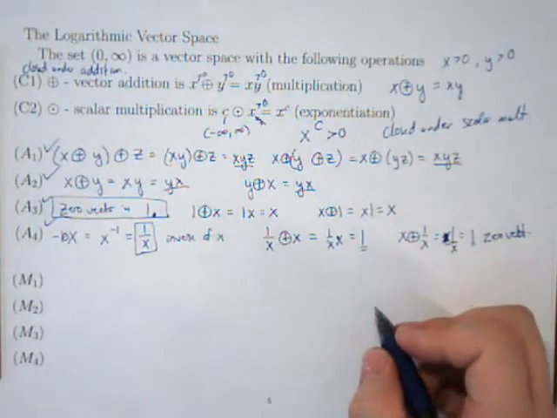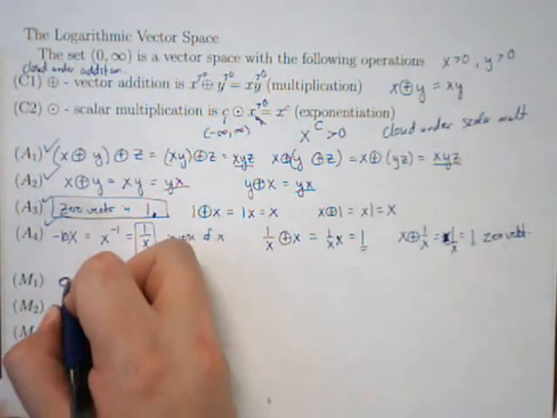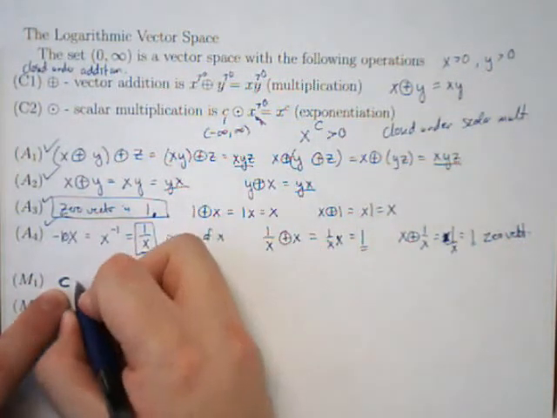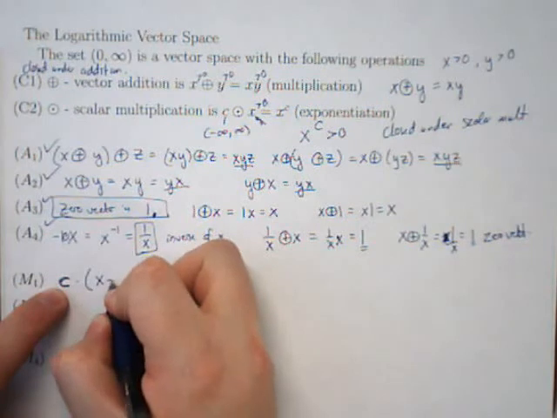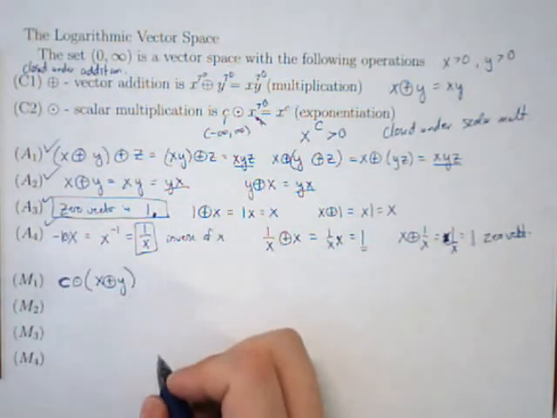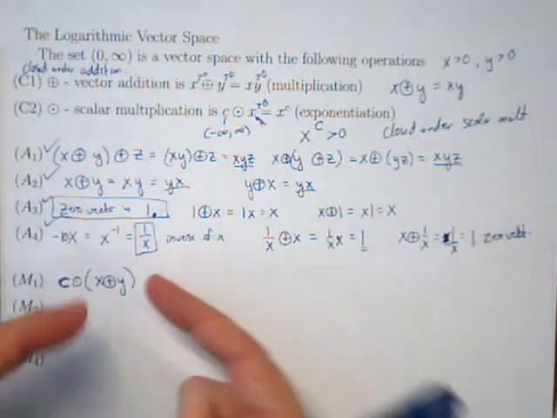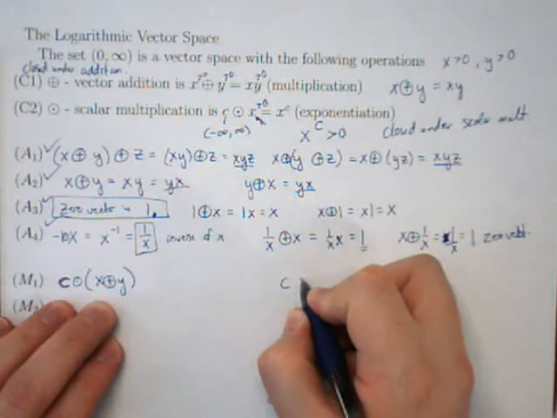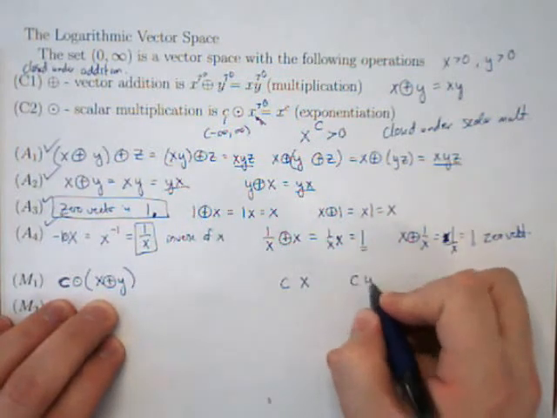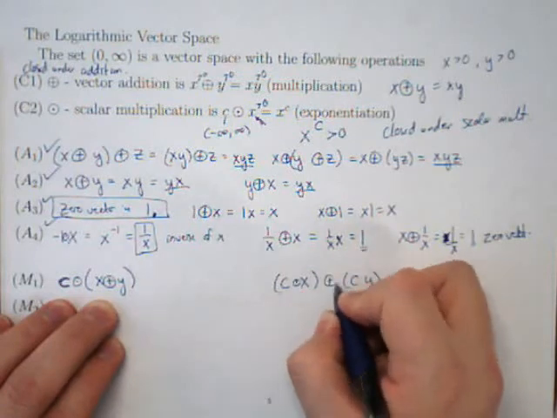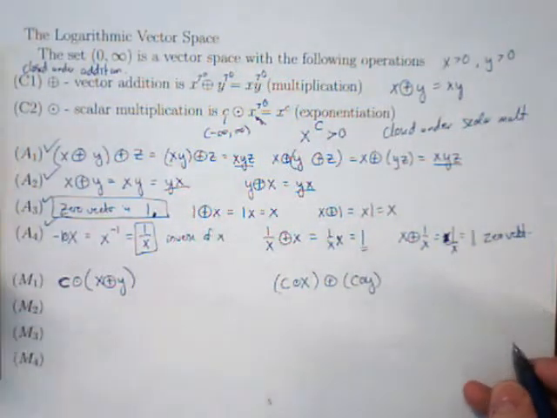We'll now jump to scalar multiplication. If I take a scalar, and remember this can be any real number at all, and I multiply it by x plus y, I'll put circles around it to remind us what the operations are. First, we'll do the thing in parentheses. The whole point to this one is I need to show that I get the same thing if I do cx and then cy and then add.